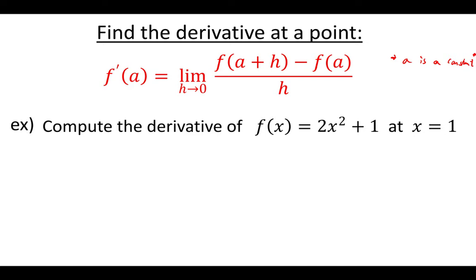All right, let's go ahead and do it. In our example, we're finding the derivative at x equals 1. So this is our a equals 1. When we compute this derivative, we're going to say f prime of 1 equals the limit as h goes to 0 of f of 1 plus h minus f of 1, because remember a is 1, over h.